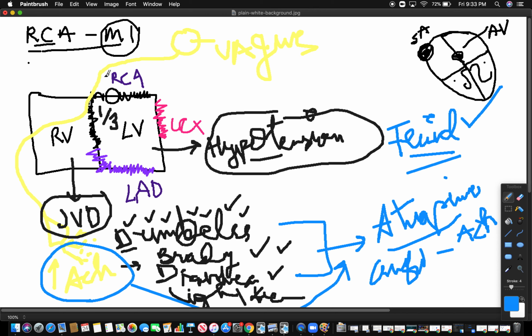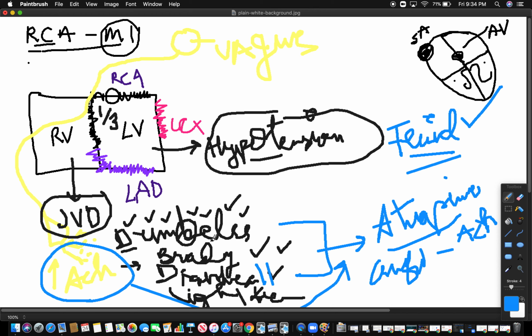So when we look at right heart failure, let's give a quick summary. Right heart failure, myocardial infarction. Here's the left ventricle. The right coronary artery supplies the back third of the left ventricle, along with basically all of the right ventricle. When you get infarction, it's not pumping forward, so you get JVD. Infarction of the right coronary artery also irritates the vagus nerve, so you get increased acetylcholine and symptoms of DUMBELLS. So you get bradycardia, decreased heart rate, and lightheadedness.